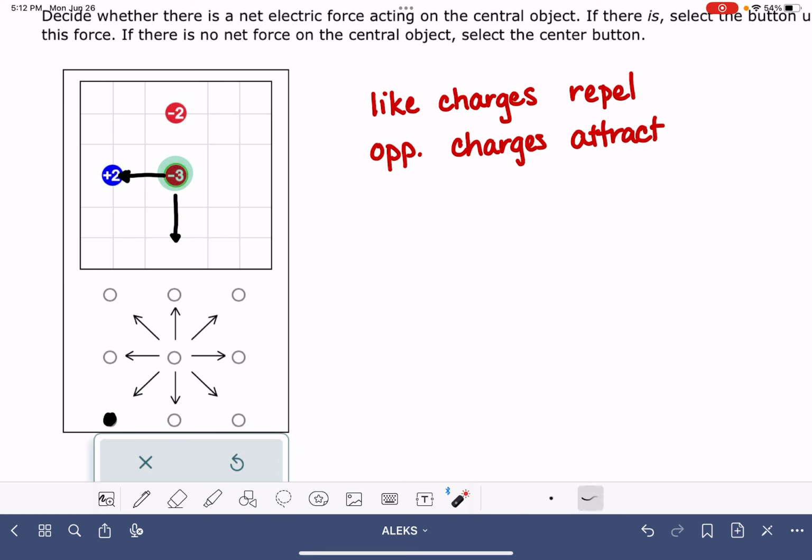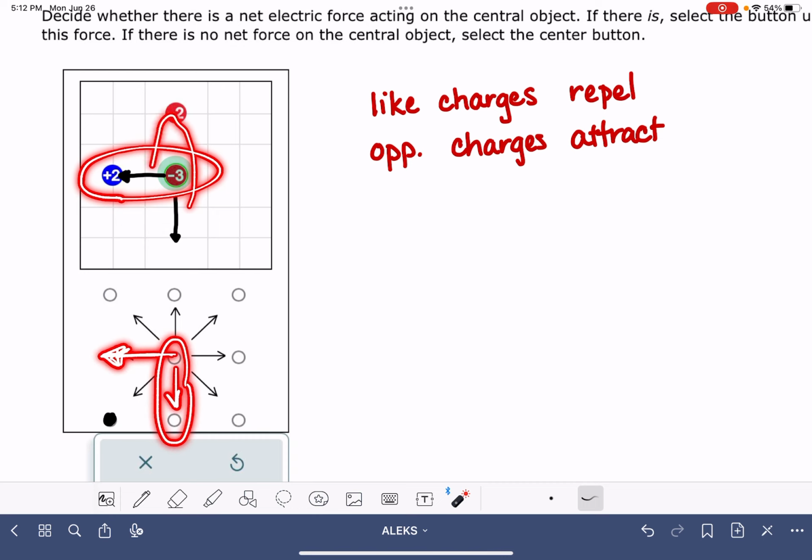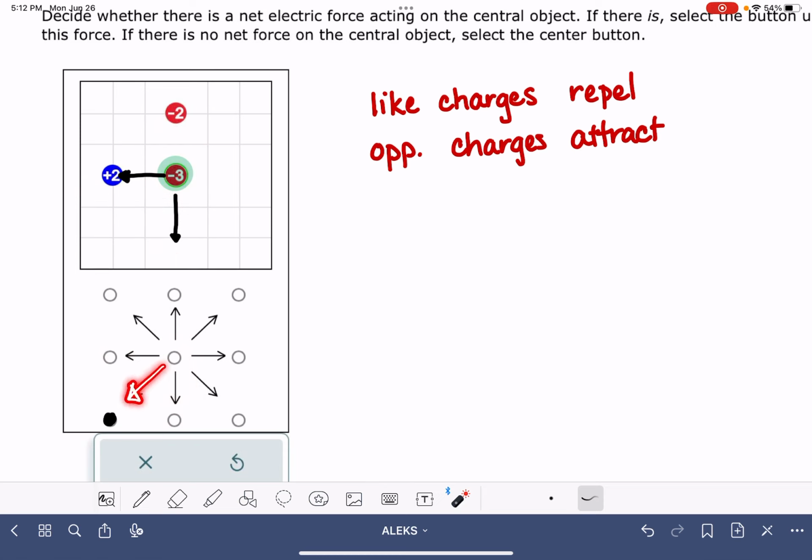So we're going to choose not this arrow because that represents only the motion due to the +2 charge. We're also going to not choose this arrow because it represents only the motion due to the -2 charge. We're going to see something in the middle. If you had a scenario where one charge was pushing it to the left and the other charge was pushing it to the right, that would be a scenario where you would choose that bubble in the middle, indicating that there is no net charge at all, or no net movement at all.